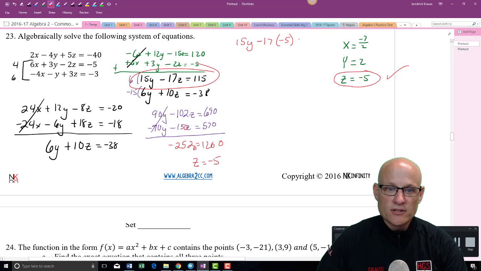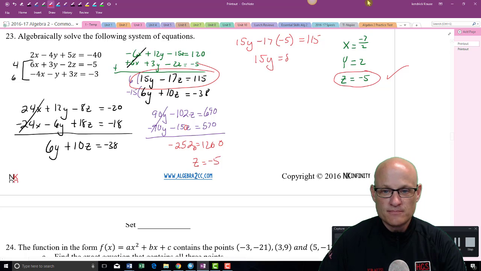negative 5, and that equals 115. 17 times 5 is 85. That's positive 85. So 15y plus 85 equals 115. Subtract 85, I get 15y equals, what's that, 30? Or y equals 2. Ka-ching.